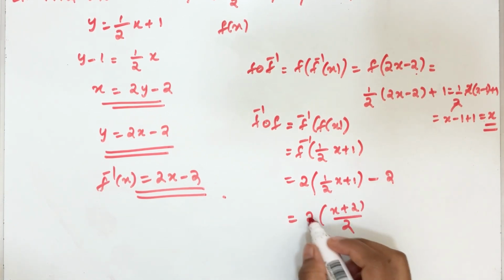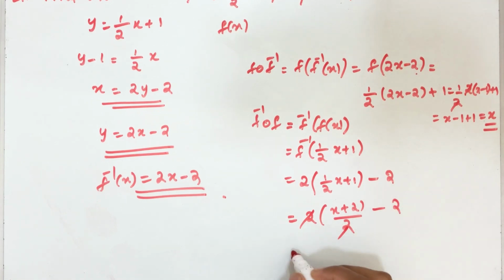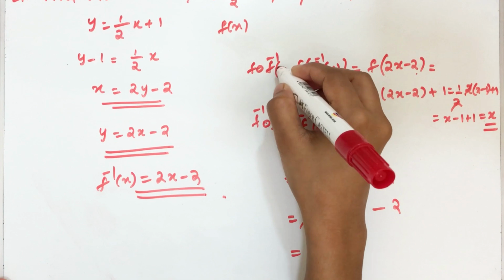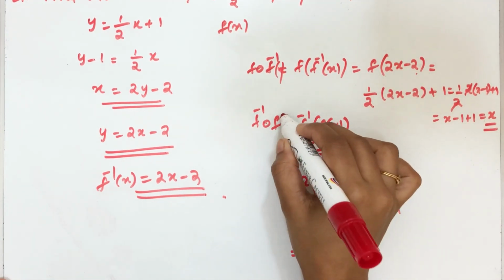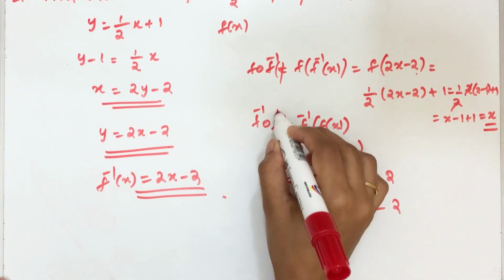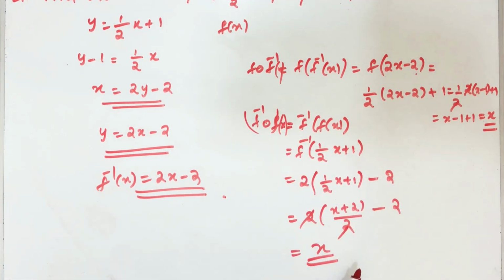Denominator making common, 2 get cancelled, minus 2. This is equal to x plus 2 minus 2x. So f composite f inverse of x is equal to x, that is identity function. And f inverse composite f of x is equal to x, identity function. So this is true. Now we can try to draw this graphically.